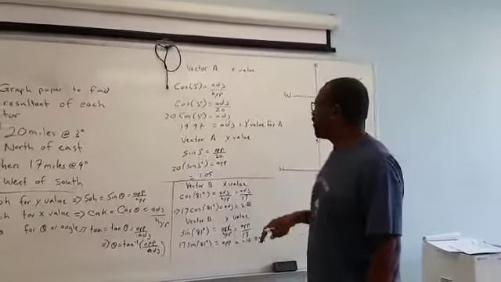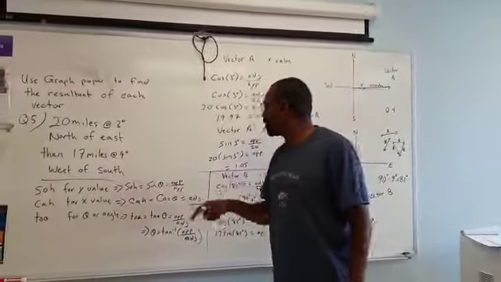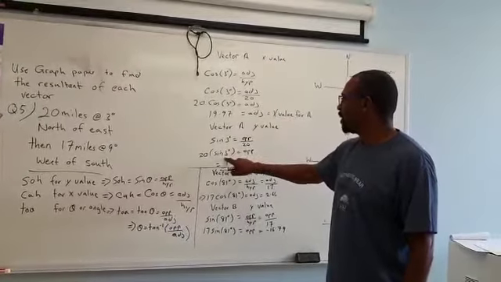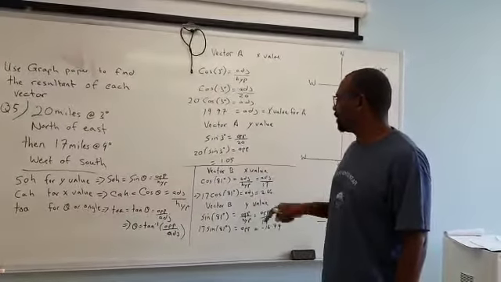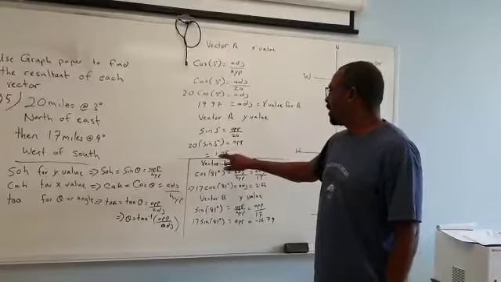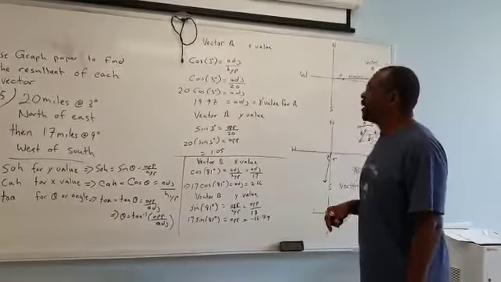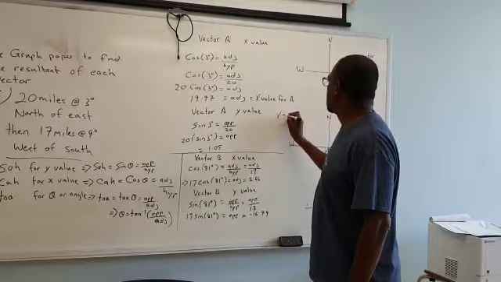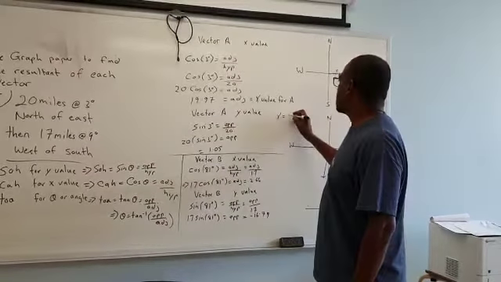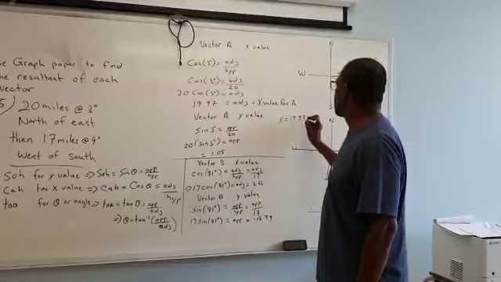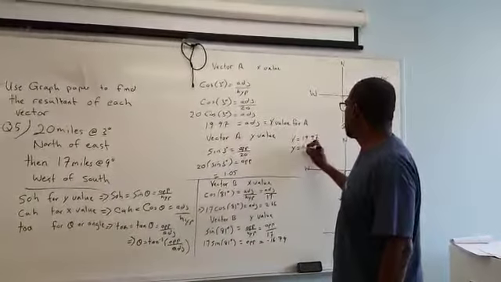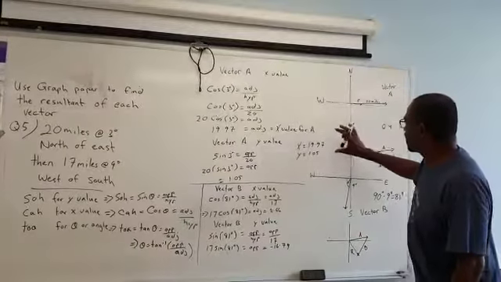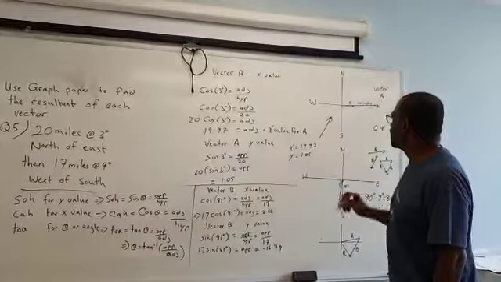So for vector A, for the y value you're using SOH: sine theta equals opposite over hypotenuse. So 20 times sine of 3 degrees equals the opposite, which is 1.05. So for your x value, x equals 19.97 and y equals 1.05. Right? So likewise, these values apply to that vector.